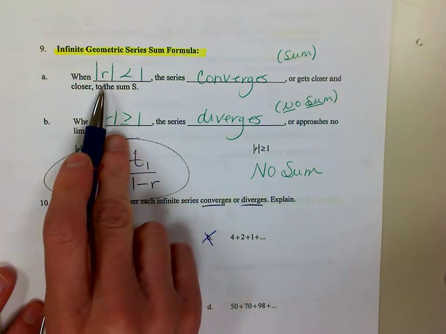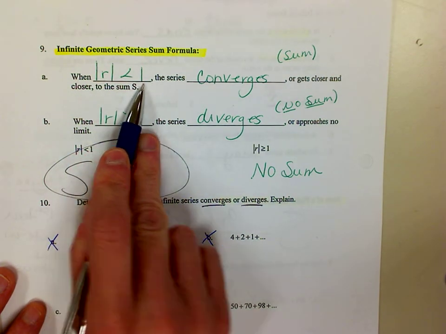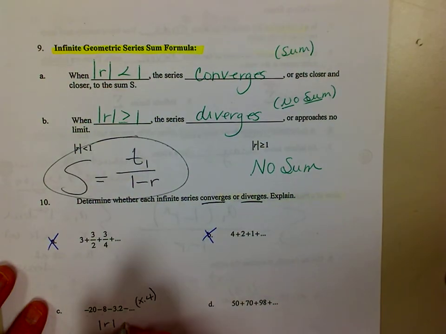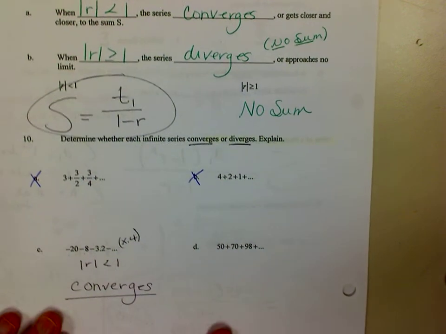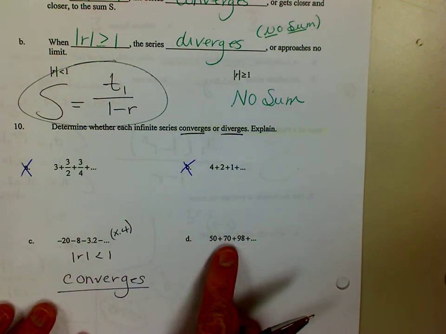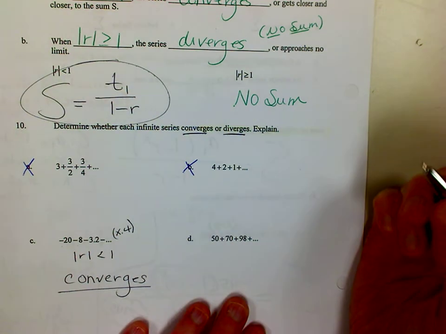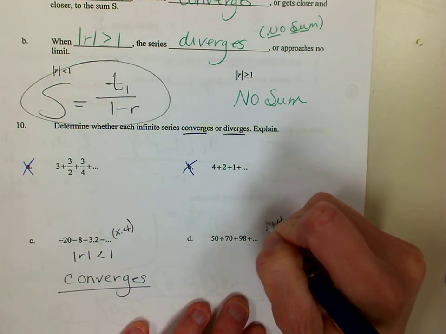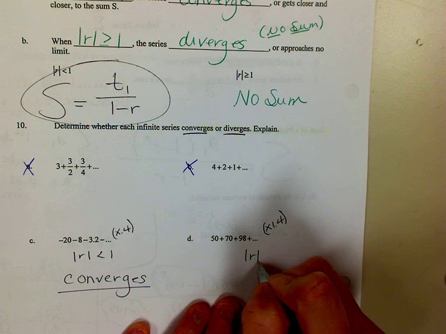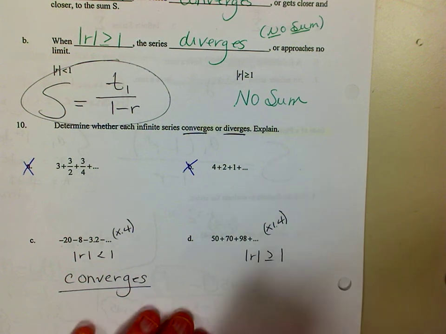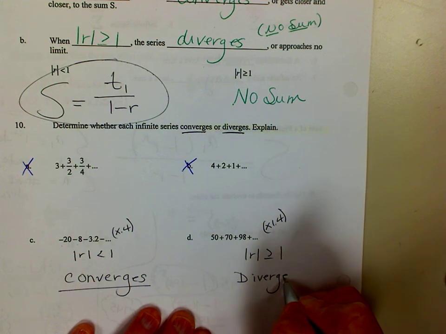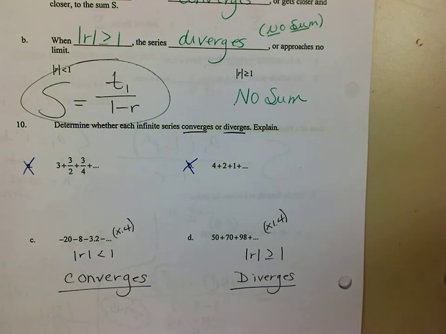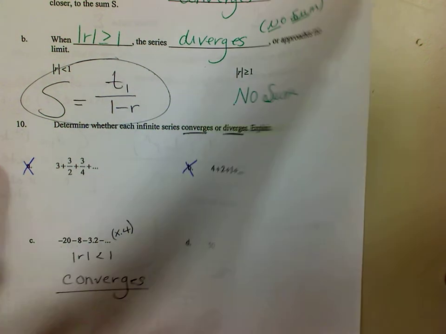So since the absolute value of my rate is less than 1, it converges. This is my explanation right there, which means there's going to be a sum. Okay, this one, if I take 70 divided by 50, that's going to give me 1.4. If I take the absolute value of that, that's going to be greater than 1, which means that it diverges. So there's not going to be a sum. Okay. Let's move on to the next page.